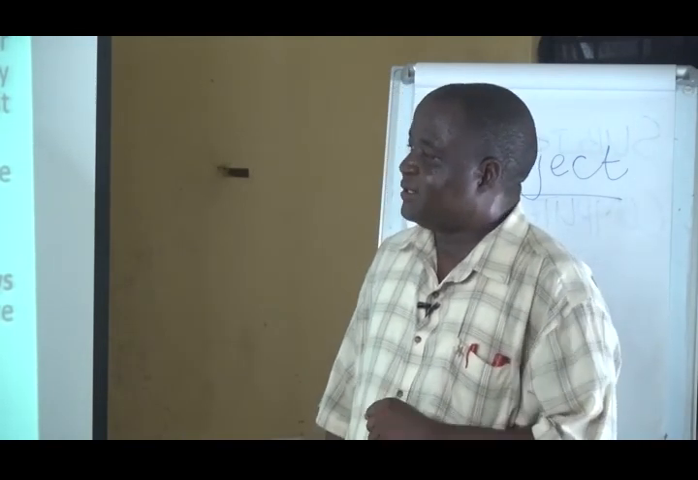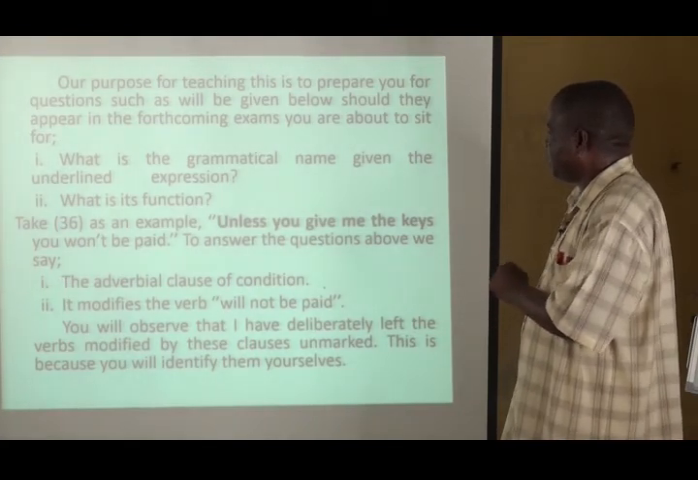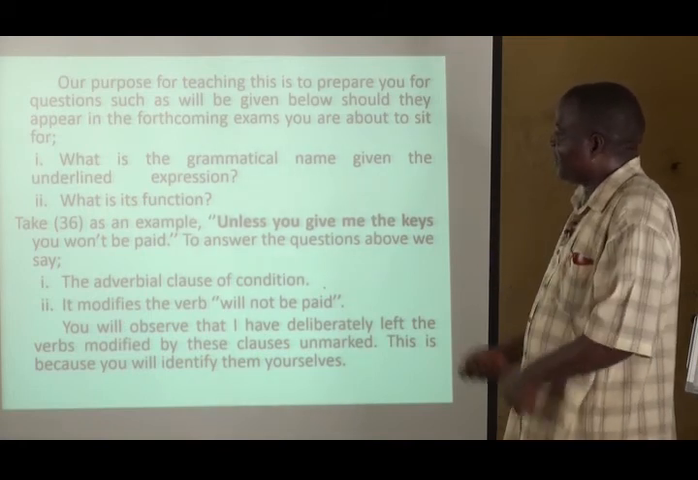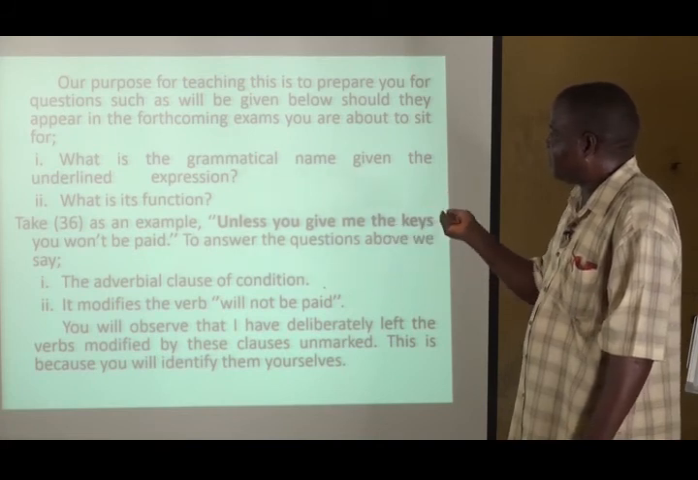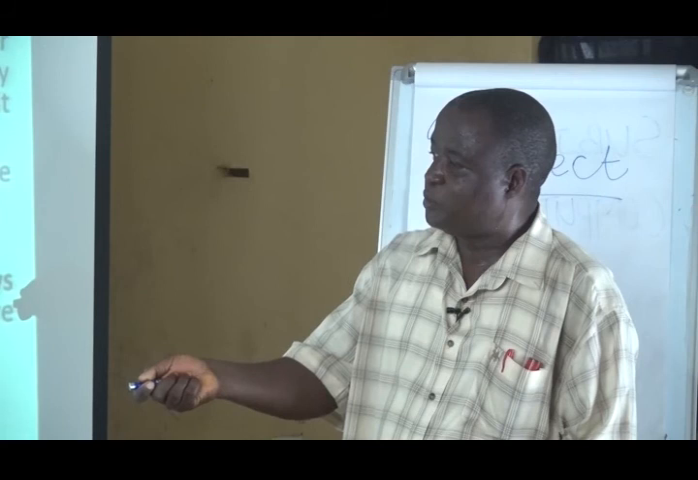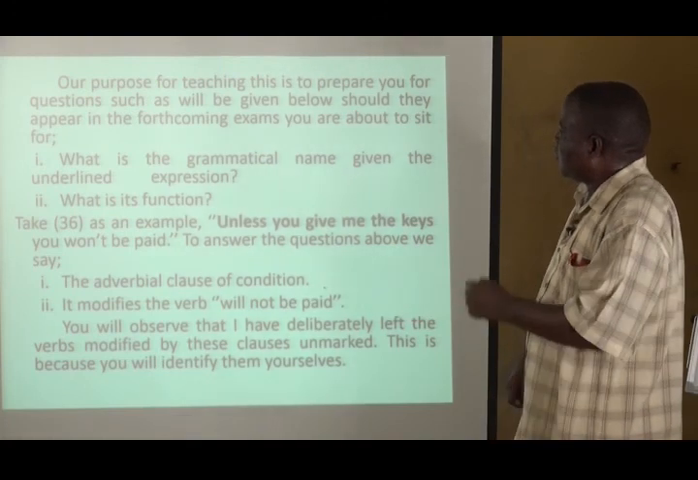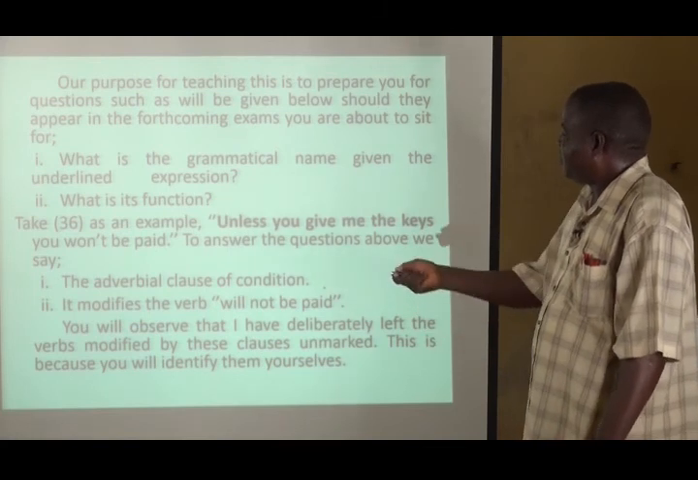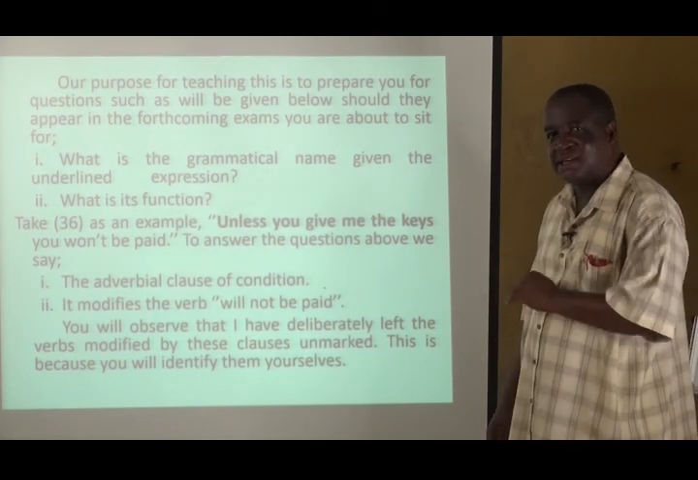Take number 36 as an example. Unless you give me the keys, you won't be paid. Now, to answer the questions above using number 36, we will say that 1, what is the grammatical name given the underlined expression? The answer is going to be adverbial clause of condition. And 2, what is its function? It modifies the verb will not be paid. That gives you your answer straight.